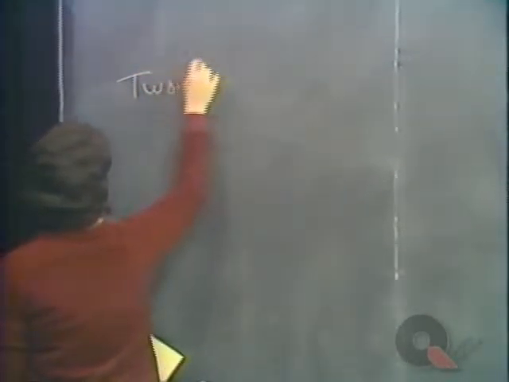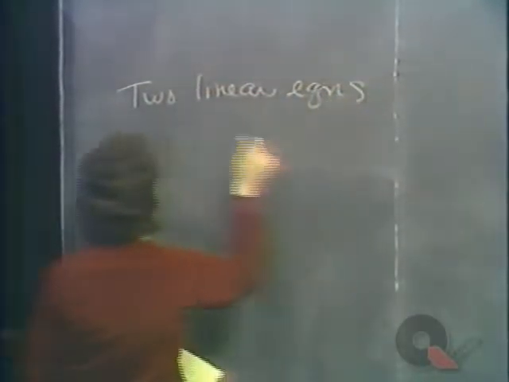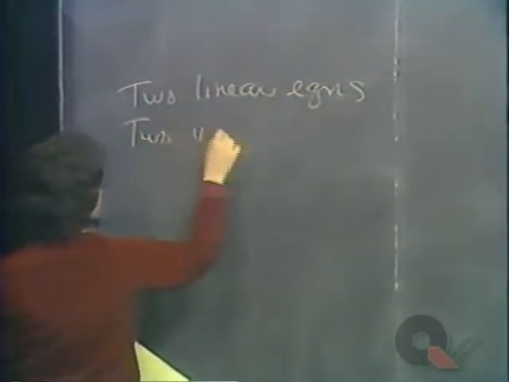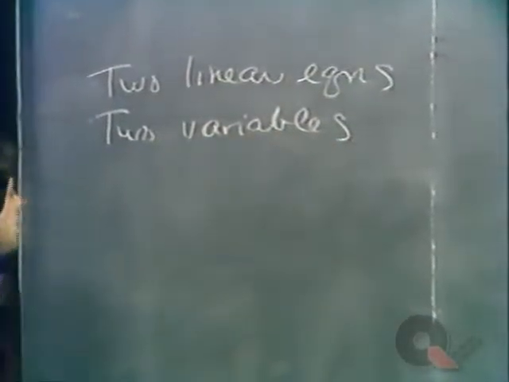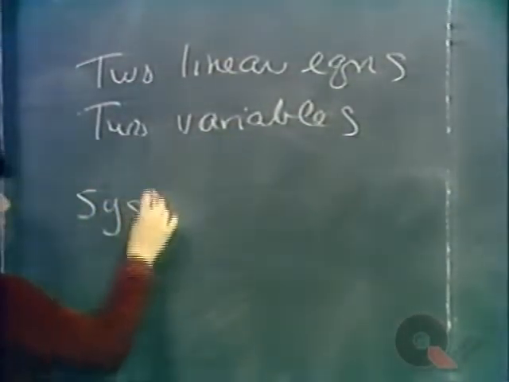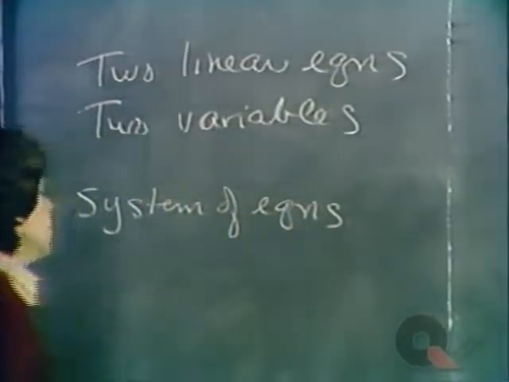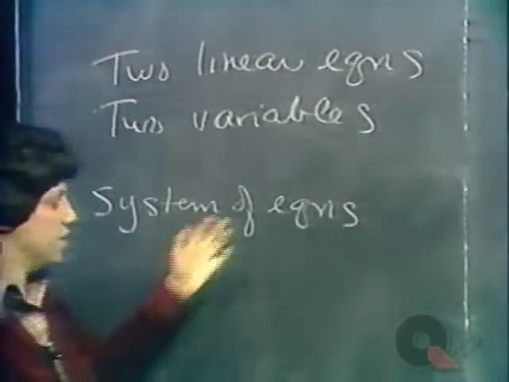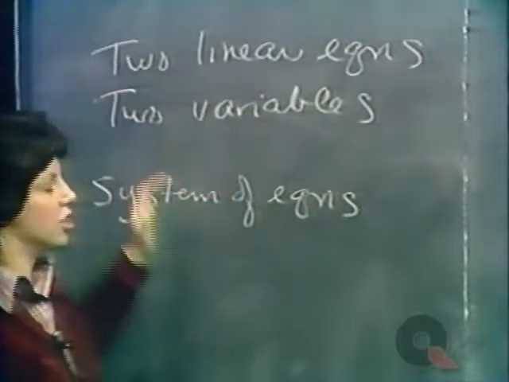We have two linear equations involving the same two variables. If we take them and consider them together, we have what we call a system of equations. And we are interested in this videotape in solving such systems of equations involving two linear equations and two variables.